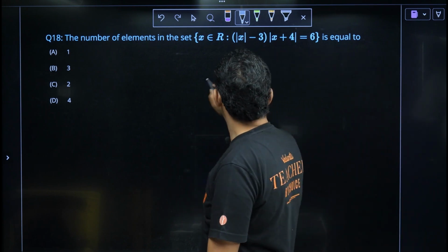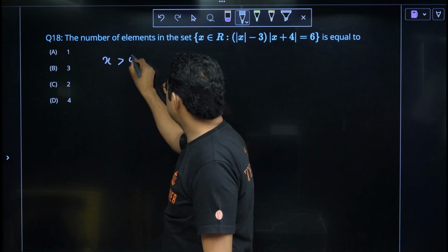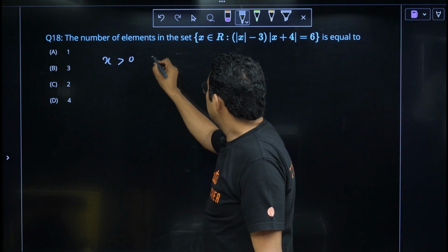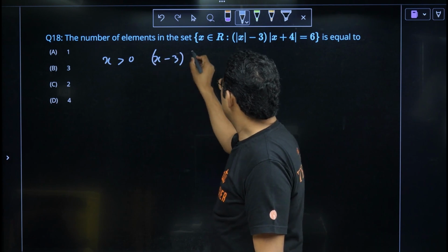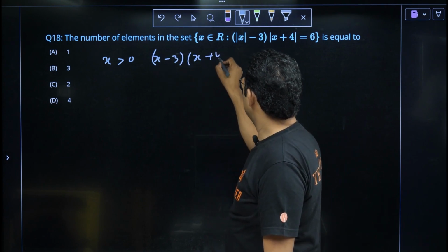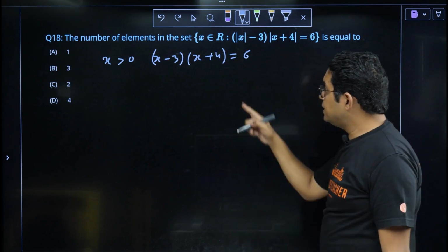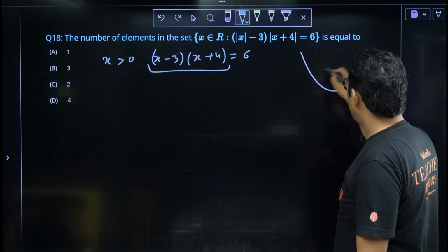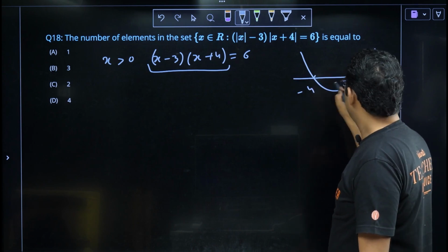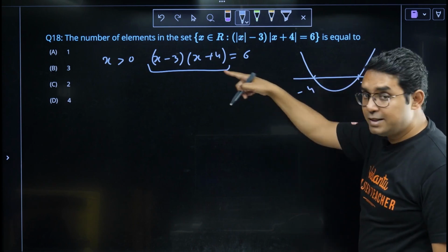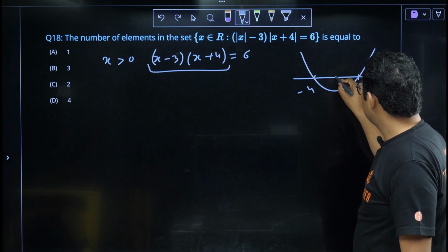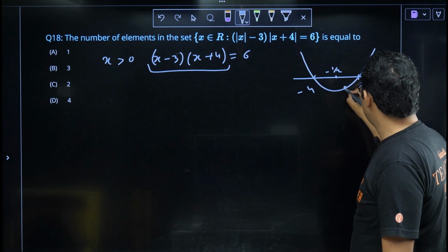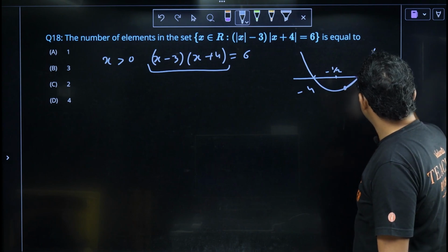Now my first interval would be when x is greater than 0. If x is greater than 0, x plus 4 will also be positive. The left hand side will become x minus 3 into x plus 4 equal to 6. On the left hand side, it's a parabola having real roots at minus 4 and 3. Because this graph is applicable only after 0, the vertex is at minus 1 by 2, so my 0 will be somewhere here.